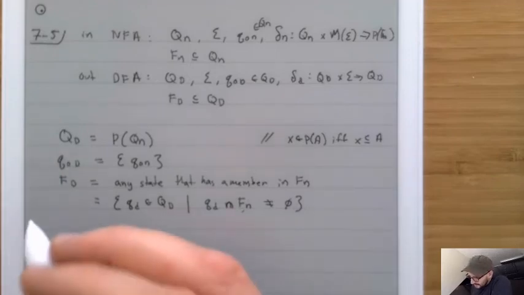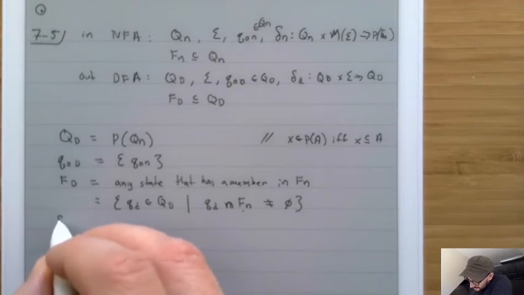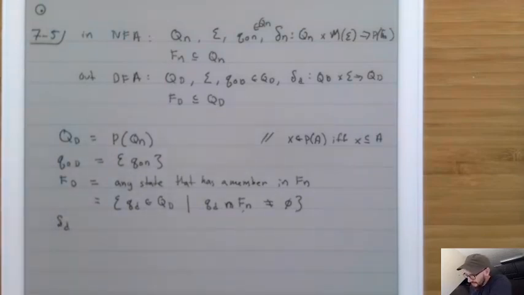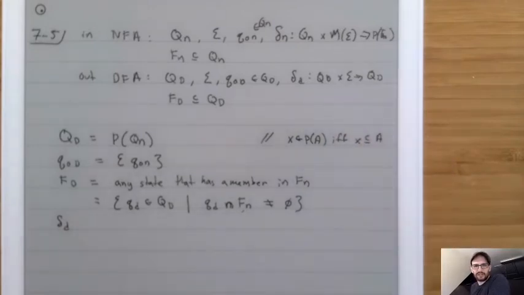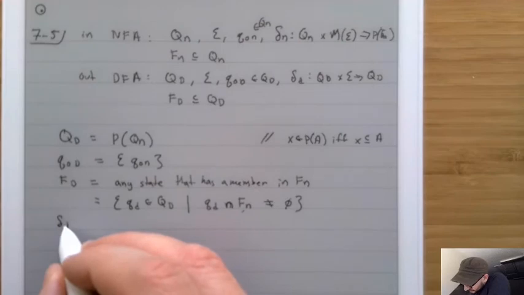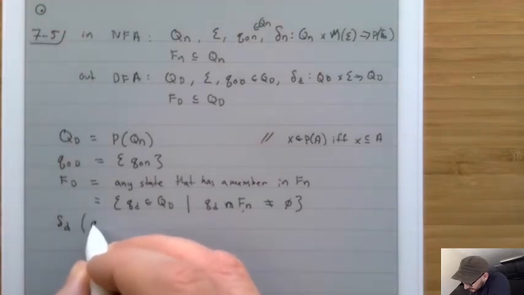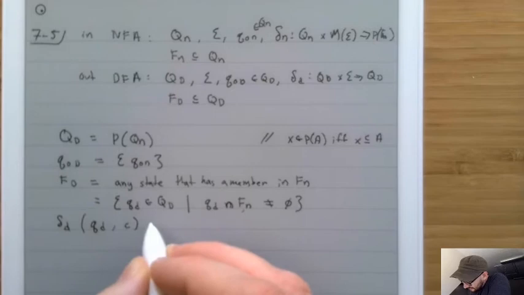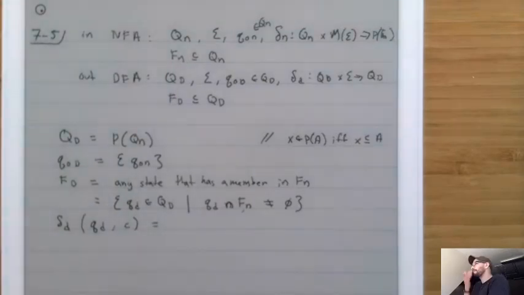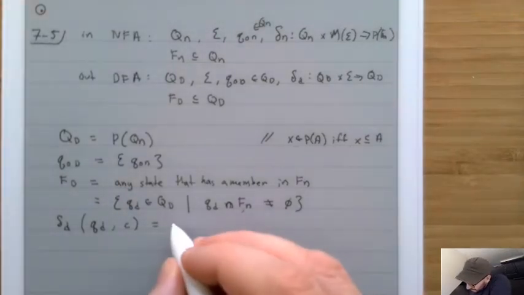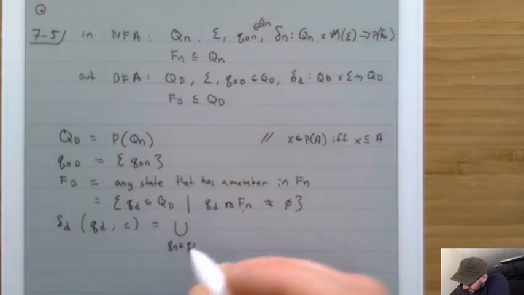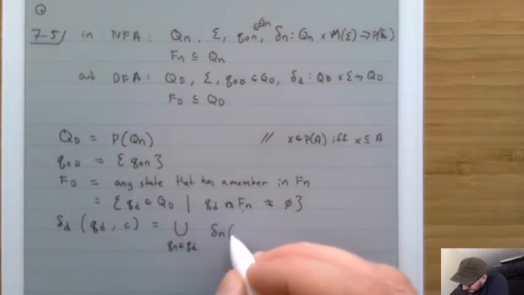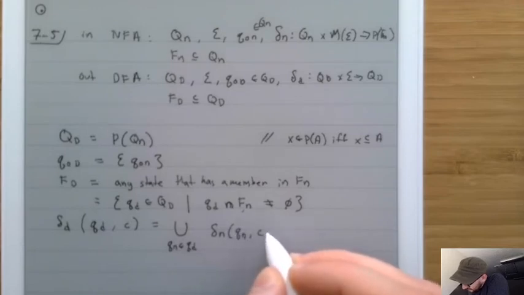All right. Now the last thing that we need to do is write down delta D. So delta D, recall that it takes in a QD and a sigma and returns a QD. So that means its argument is a QD and a C. And what is it going to be equal to? Well, it's going to be equal to a big union of Qn from QD delta n of QnC.